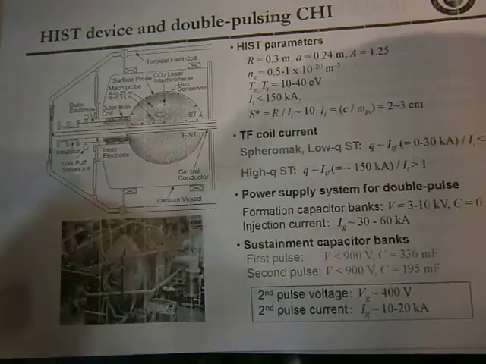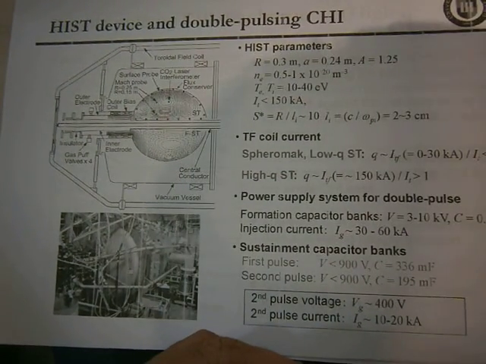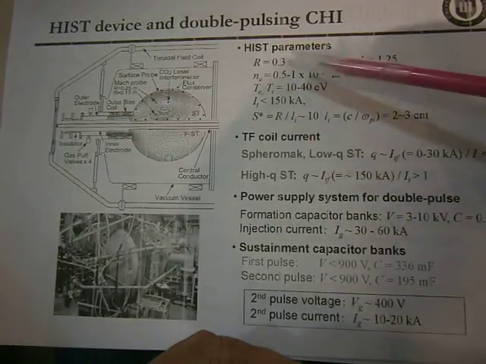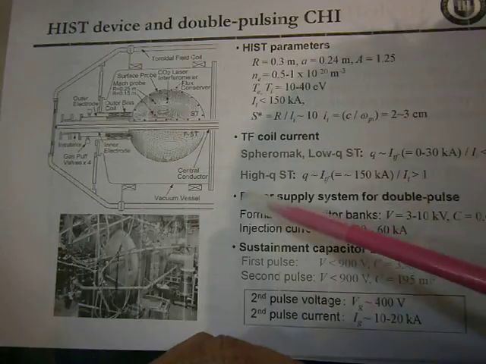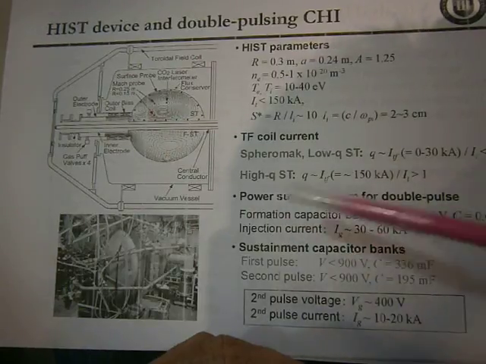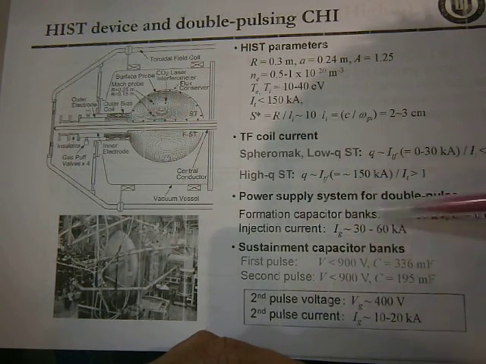HIST, derived and double passing, at the University of Hyogo. It is a parameter. It is called current separator. ST HIST power supply system, double pass formation capacitor bank. It is the current sustaining capacitor bank.